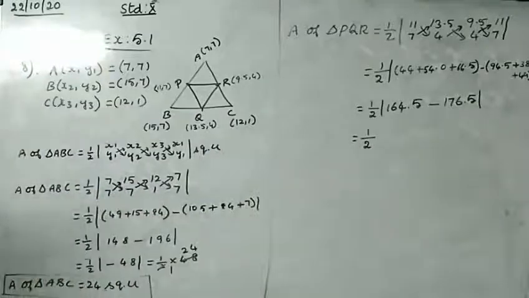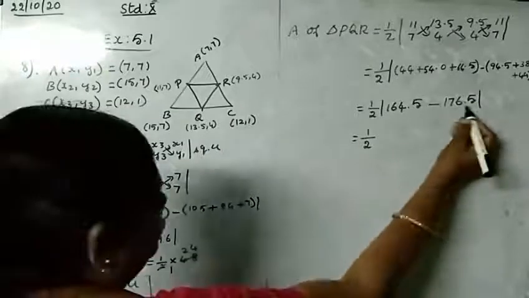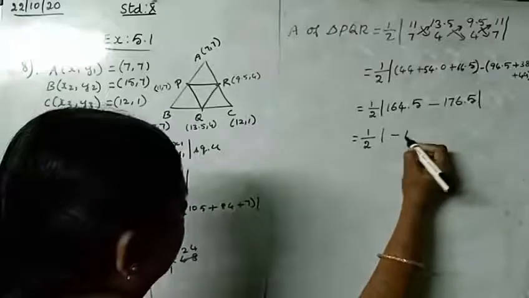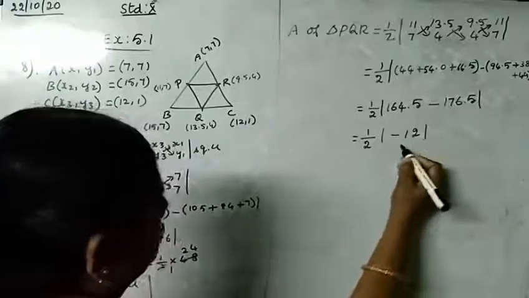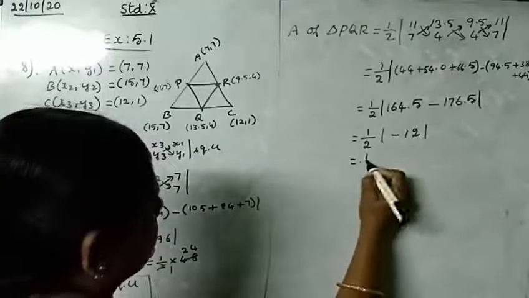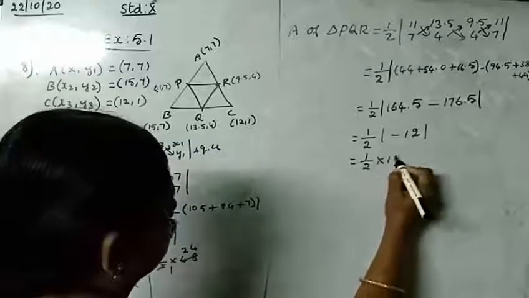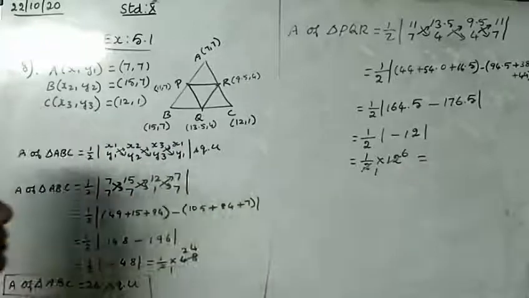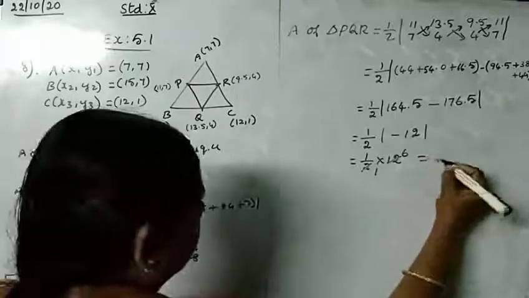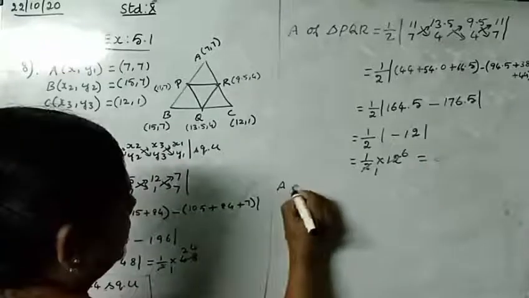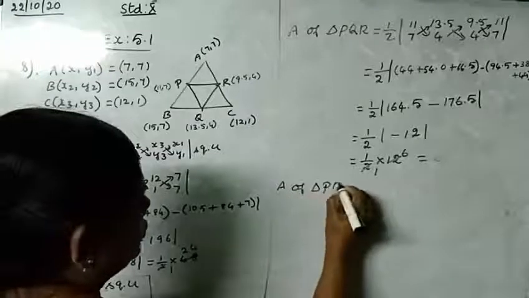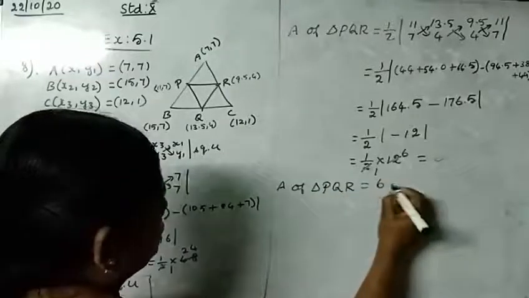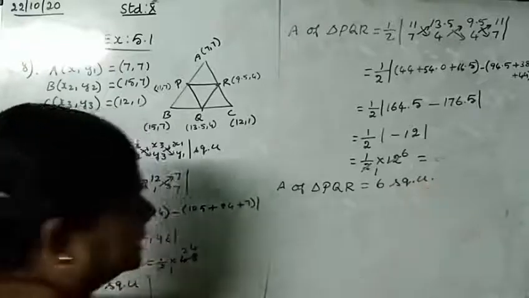Now subtract. Subtracting from here to here, I am getting minus 12. So now remove the modulus. The answer is 1 by 2 into 12. So when I reduce this, I am getting the answer 6. So area of triangle PQR is equal to 6 square units.